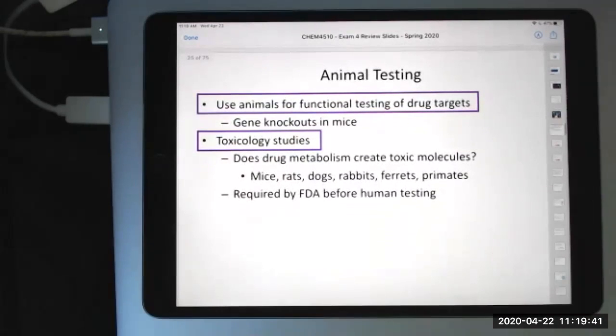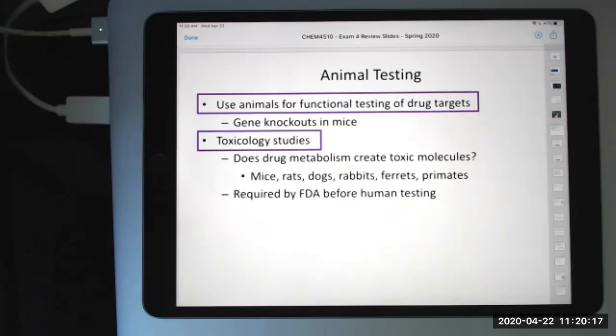Okay, so animal testing is the primary way before it gets into humans. You can do functional testing of drugs. You can do studies looking at whether this target has the potential to modify a drug response, so you can knock the gene out, removing it from the genome, and see what happens. You can also dose the mice with drugs and see how they work.